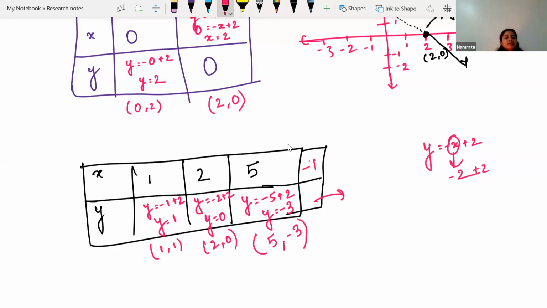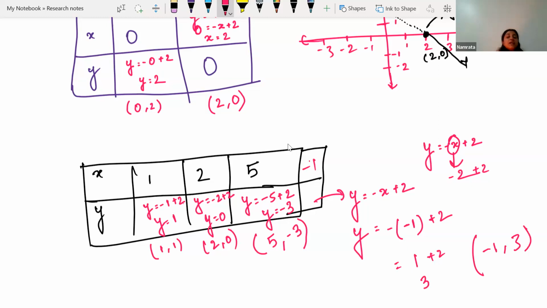Now, when we are taking x as minus 1, y is equal to minus x plus 2, this equation we are having. So, y is equal to minus x, I am taking minus 1 plus 2. So, it will be 1 plus 2, that means y we are getting as 3. So, I can say the point will be minus 1 comma 3. When I have taken x as minus 1, I got y as 3. Let's move ahead.